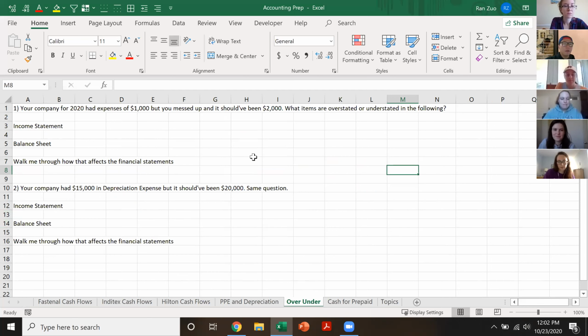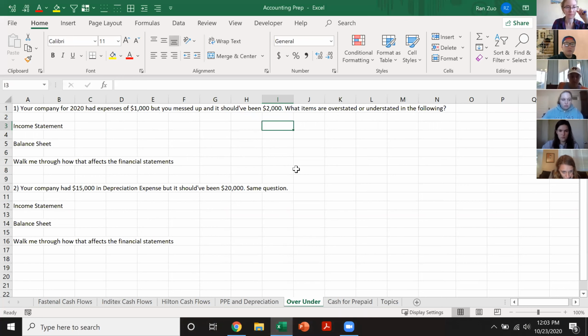Yeah. Okay. So for number one, your company in 2020 had expenses of 1,000, but you messed up, and it should have been 2,000. So what items are overstated or understated in the following? On the income statement, what items would be overstated or understated? What accounts are affected here? Let's just bucket it like revenue versus expenses, nothing crazy. So revenue's overstated? No, revenue is not affected. Your net income is overstated.